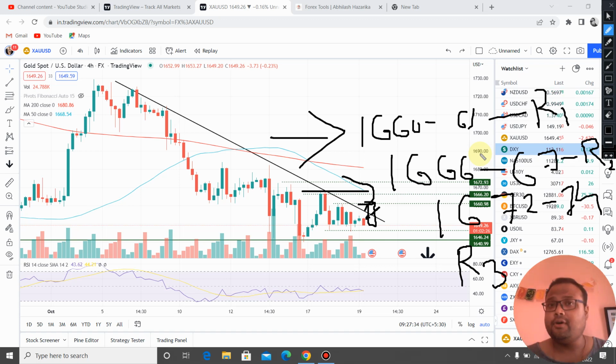Okay, and please follow proper risk management. This is my analysis, I can be wrong as well. No trader is 100% accurate, so please be careful and do not gamble with your hard-earned money. Please trade wisely, please trade properly, and do not gamble.